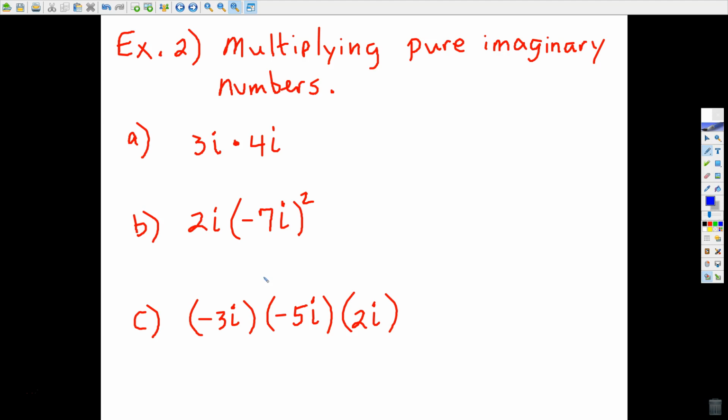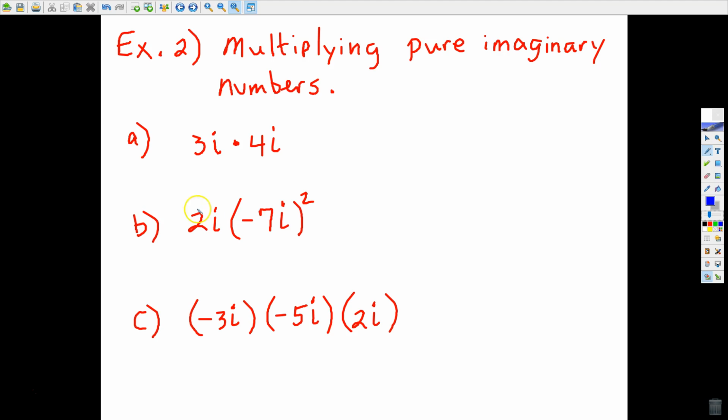I want you to think of i as a variable, even though it's really not. Technically, a variable is a letter that stands for any number. Well, i doesn't just stand for any number. It always represents the square root of negative 1. But when it comes to multiplication, you can think of it as a variable when you're thinking about your exponent rules.